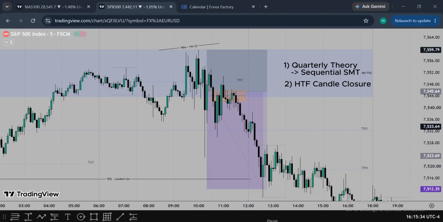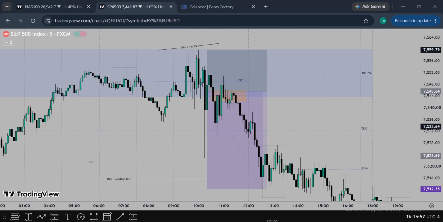In the future I will make a quarterly theory and sequential asymmetry video, and also higher time frame candle closure videos, and how we can determine high time frame bias and draw liquidities based on these two strategies. For now I will be explaining the trades I took, so let's get into it. The first trade I took this week is the ES 500 short position.